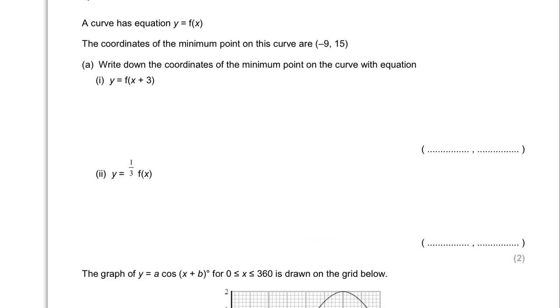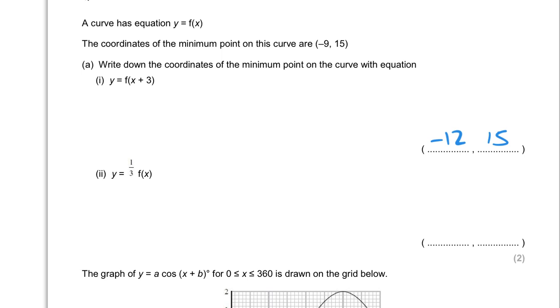Okay? Okay, question 4. A curve has the equation y equals f of x. The coordinates of the minimum point is minus 9, 15. Write down the coordinates of the minimum point on the curve with the equation y equals f of x plus 3. Inside or outside? Who does it affect? What do we do to the x coordinates? The opposite, we take away 3. So instead of minus 9, it's minus 12, and my y stays the same. Simple.